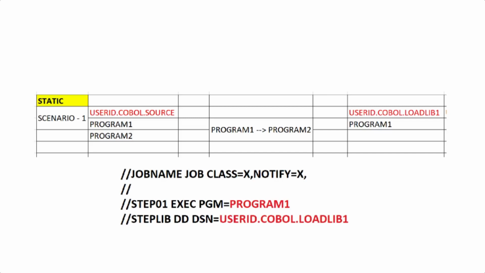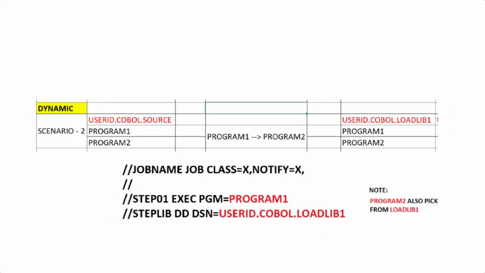In scenario 1, we have two programs, program 1 and program 2. We compiled and generated the load module into a single load library, loadlib1. So program 2 and program 1 will be in the single load module generated as program 1. To execute it, we will give a single step library, loadlib1. Both programs are found in loadlib1 in the single load module, so it will be executed.